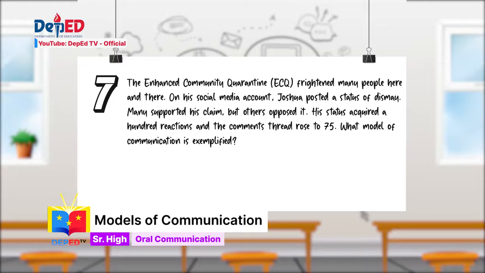Number 7. The enhanced community quarantine frightened many people here and there. On his social media account, Joshua posted a status of dismay. Many supported his claim, but others opposed it. His status acquired 100 reactions and the comment thread rose to 75. What model of communication is exemplified? The answer is letter C, transactional model. It was shown that there are many people who are part of the conversation online.